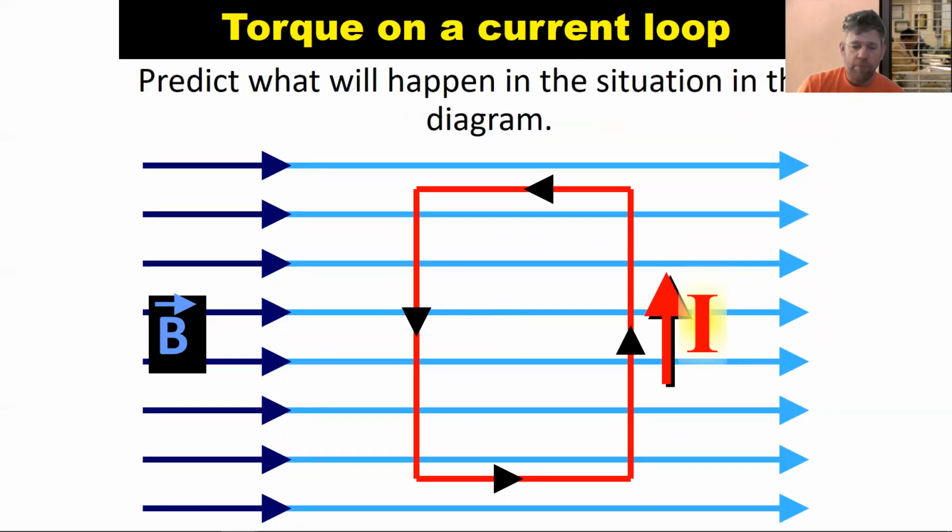So we're going to predict what will happen in the situation in the diagram here. We want to know, is there any magnetic force? Again, notice we have our current going one direction, and now we have field lines that are all kind of together. So we're going to use, whoops, sorry, wrong hand, we're going to use that right-hand rule again.